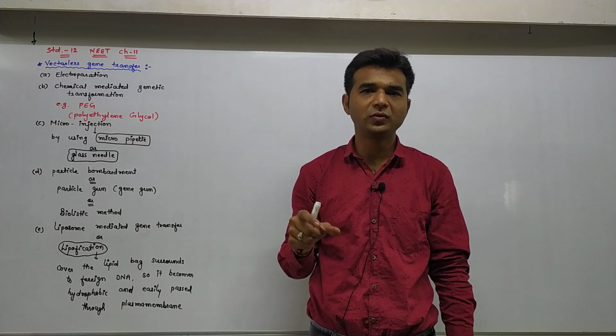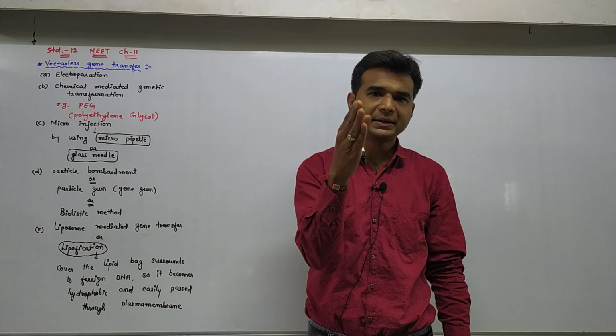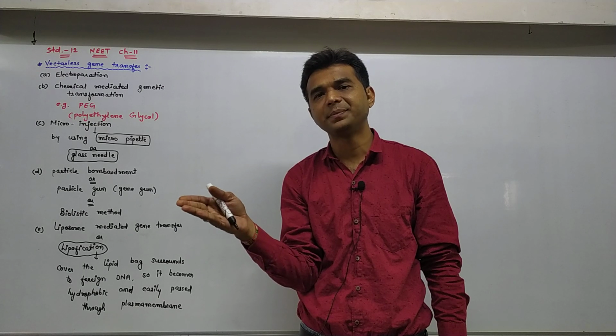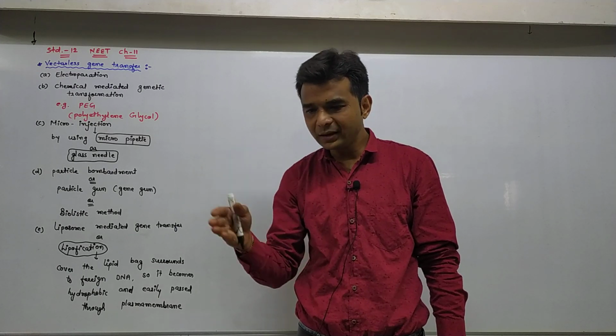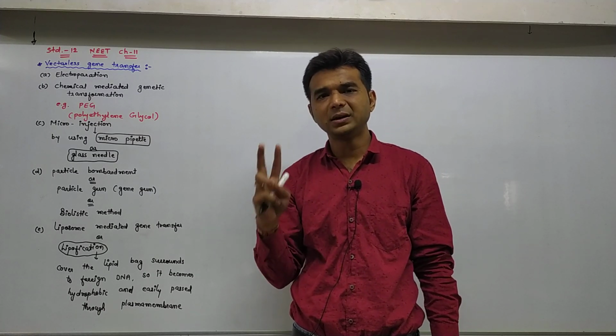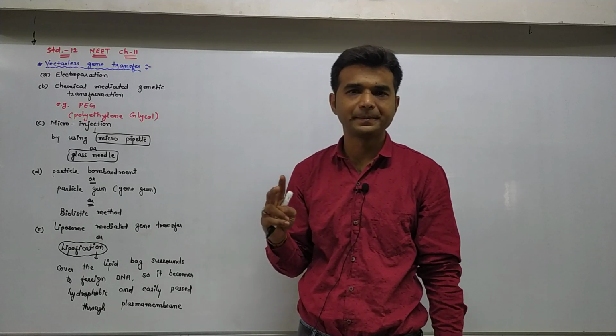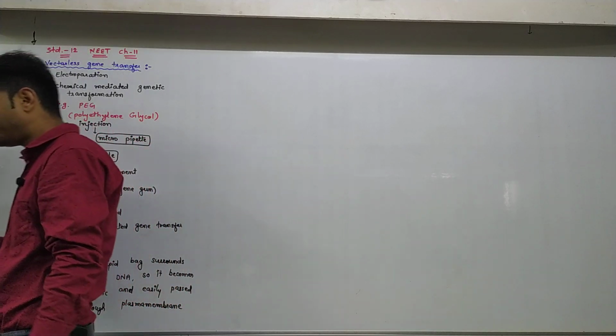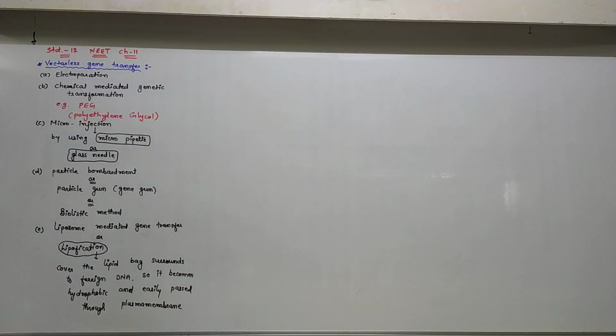First of all, we keep the cell over ice, then take the cell away from the ice at 42 degrees Celsius temperature, and then again take it on the ice. So that is one method, and another method is calcium treatment. You know that calcium ion increases the permeability, so we give the treatment with the help of calcium, so permeability increases and the DNA molecule can easily pass through it.